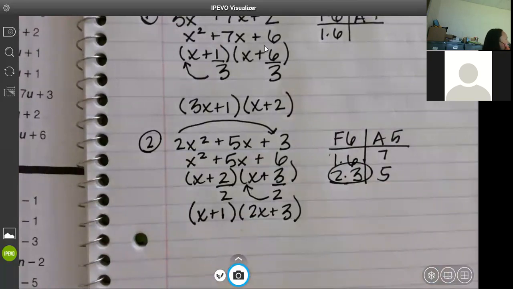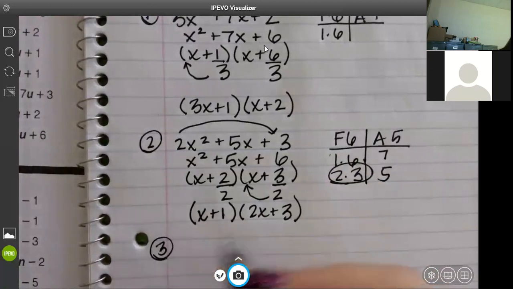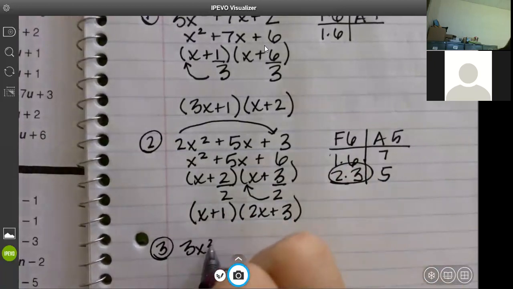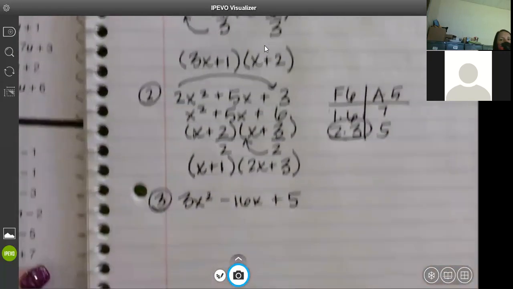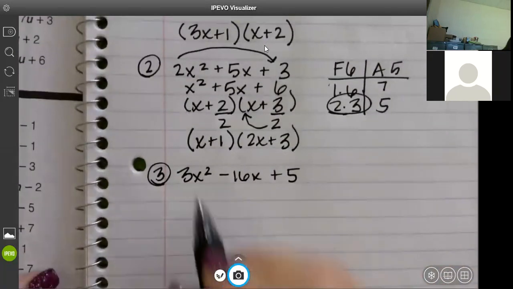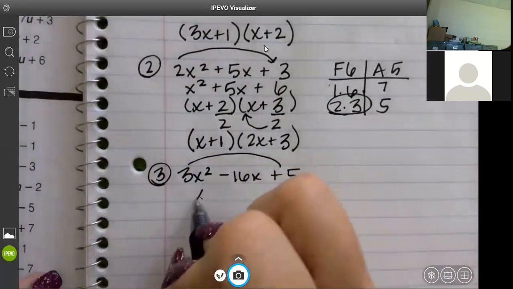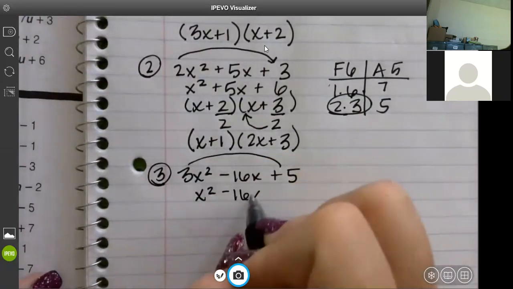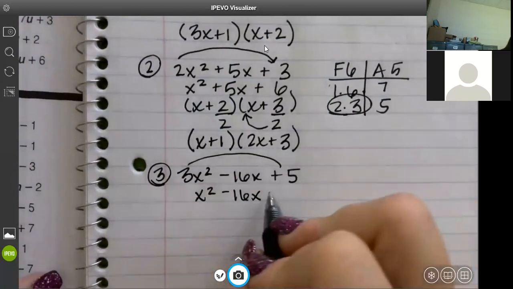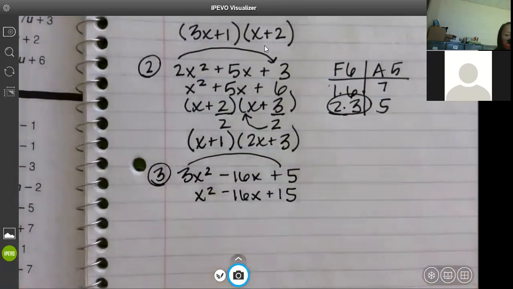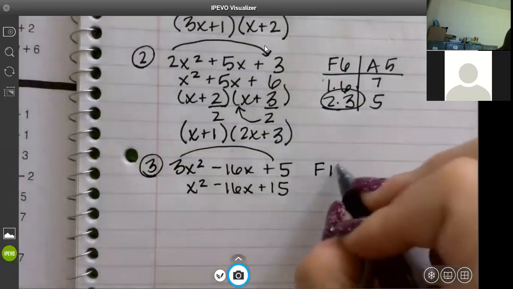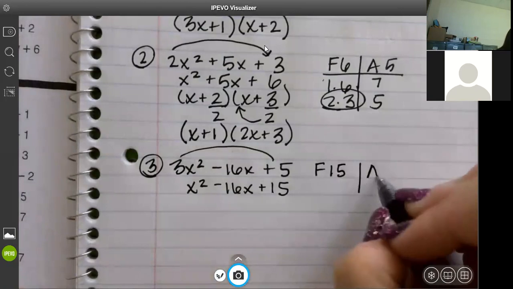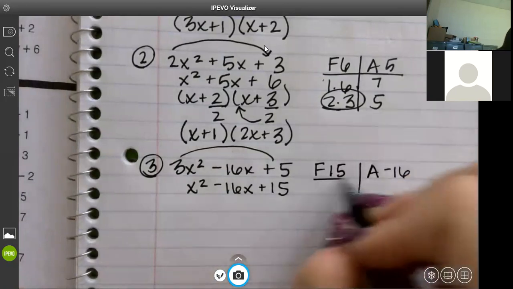Okay, I'm going to do one more and then show you how to get the answer, and then we're going to do a few more together. Okay. Number 3, 3x squared minus 16x plus 5. Again, we're going to slide the 3. That leaves us with x squared minus 16x. 3 times 5 is 15. I need factors of the last, 15, that add to negative 16.